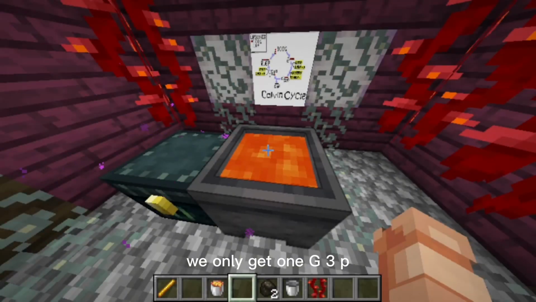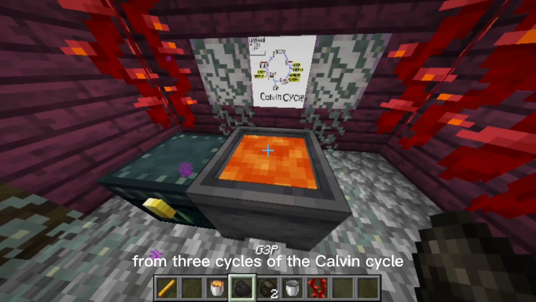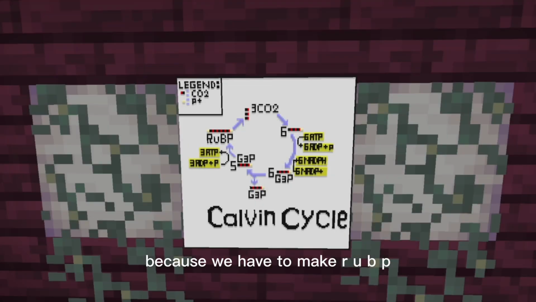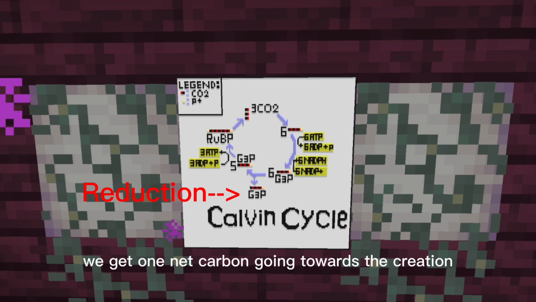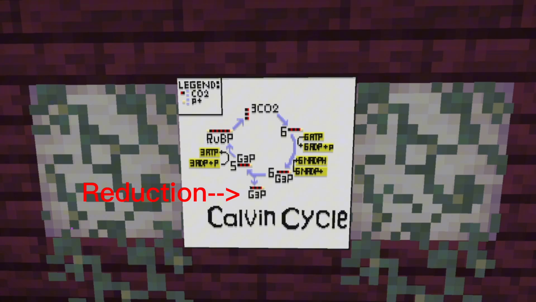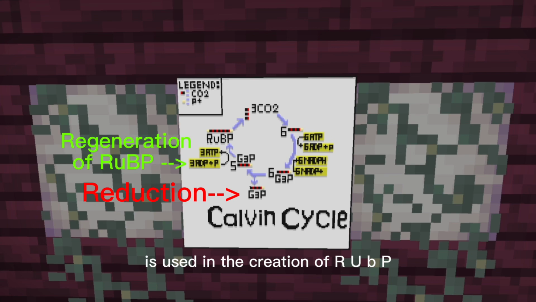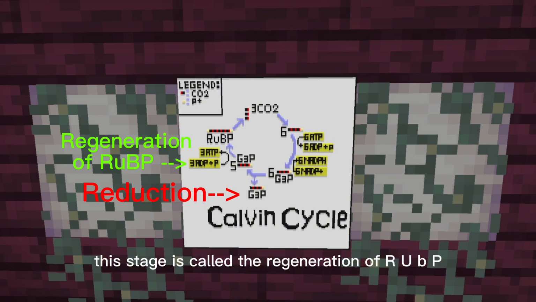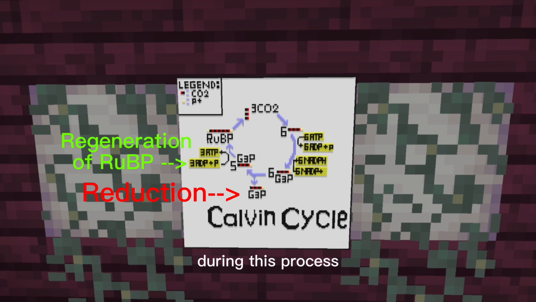We only get 1 G3P from 3 cycles of the Kelvin cycle because we have to make RuBP. RuBP is the end product of the Kelvin cycle. And with every Kelvin cycle, we get 1 net carbon, going towards the creation of 3 carbon G3P. The rest of the carbon in this cycle after the reduction phase is used in the creation of RuBP. This stage is called the regeneration of RuBP. During this process, for every Kelvin cycle, 1 ATP and 1 NADPH is used.